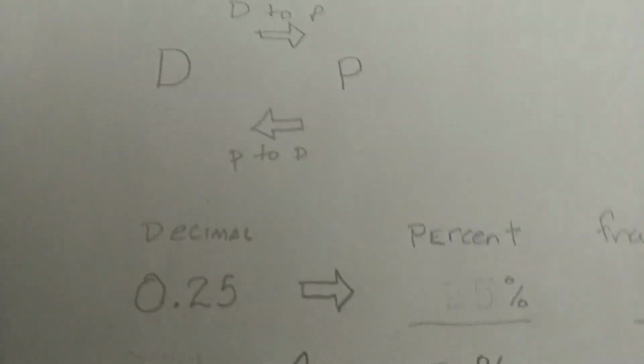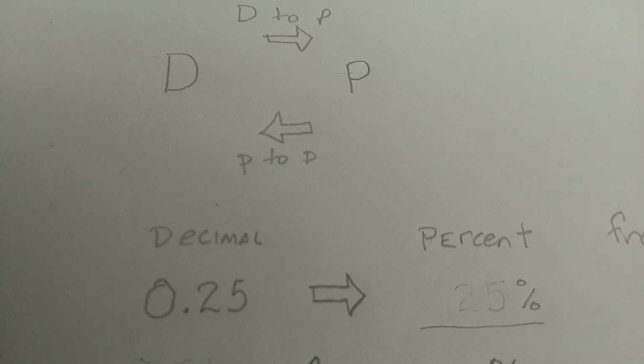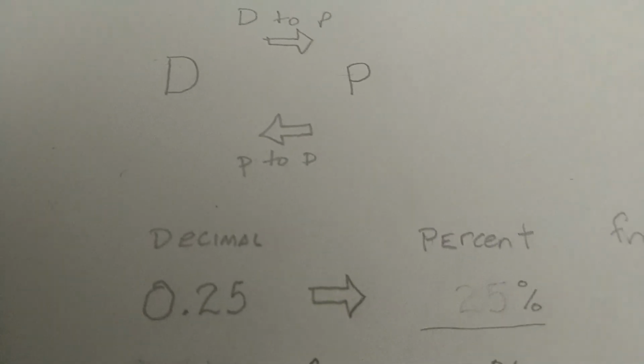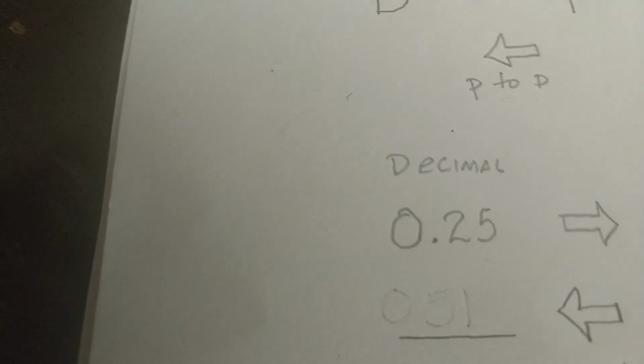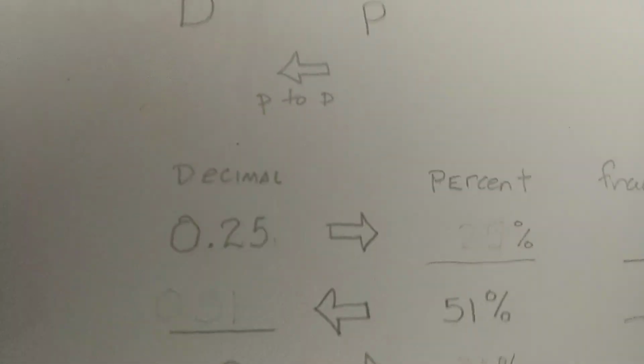Now looking at one of these, let's get started. 0.25 or 25 hundredths. All right, we can see we're going to move the decimal point 2 places to the right. 1, 2. Now our decimal point is here, and we can go over here and we can write 25.